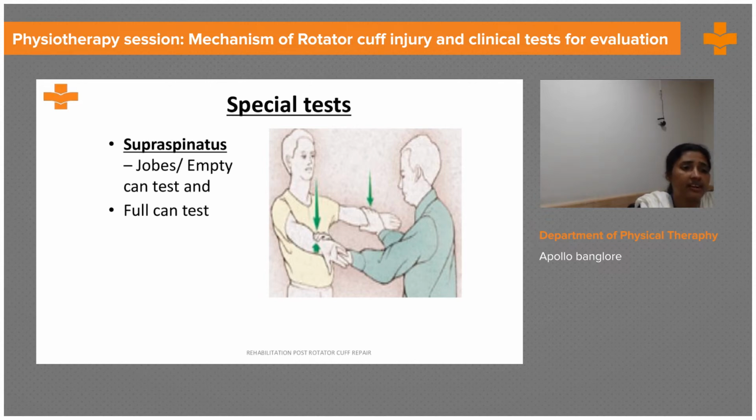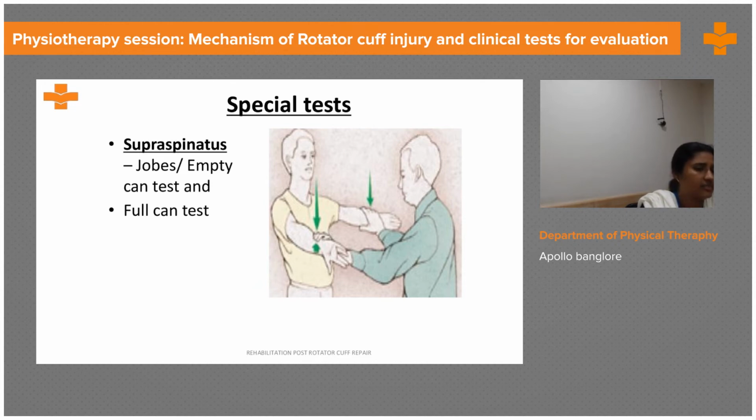In a partial thickness tear, the MD-CAN test can be positive. But to differentiate whether it is a full thickness or partial thickness tear, you can do the full CAN test. In the MD-CAN test, we ask the patient to lift the shoulder to 30-degree flexion and abduction with the thumb pointing downwards, and the therapist gives resistance on the forearm. If the patient drops the shoulder down with pain or weakness, the test is positive.